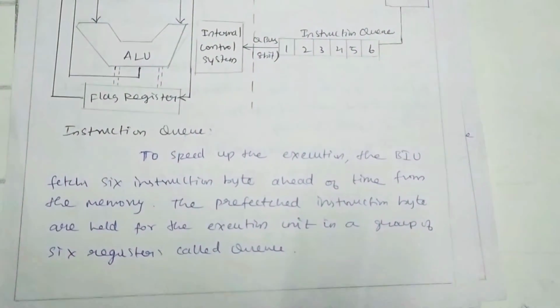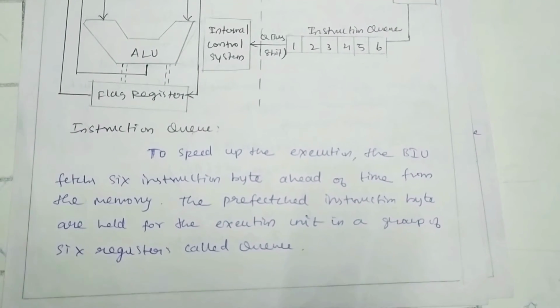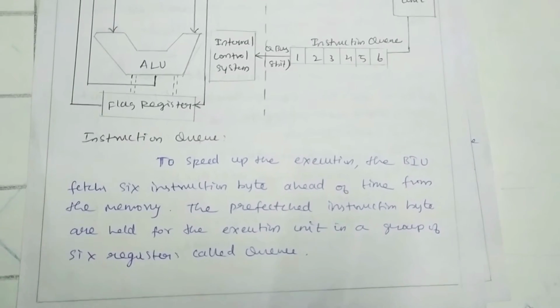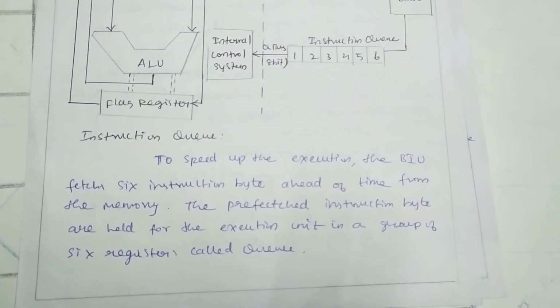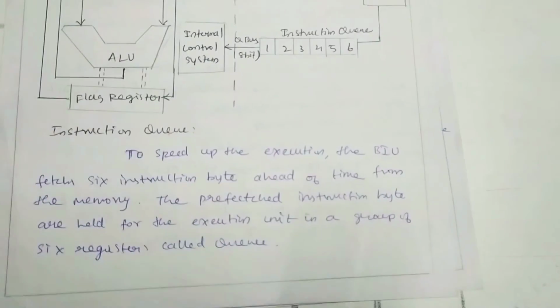Next we will see the instruction queue. To speed up the execution we use the instruction queuing process, in which instructions are prefetched. In the 8086 there is only a 6-byte instruction queue. Then we will discuss another set.